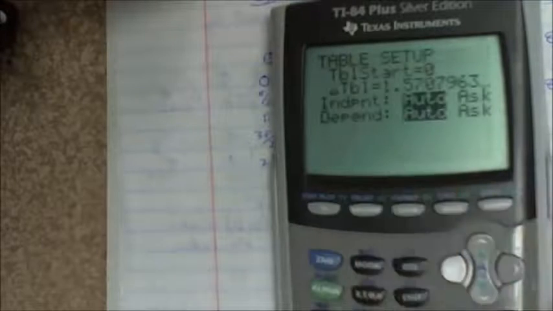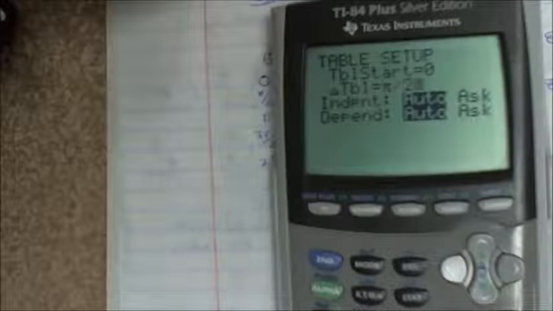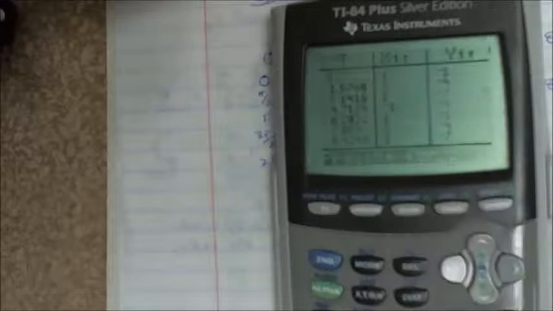Then if you wanted to look at the table of values, you can table set start at 0. You can move up by pi over 2. And then when you look at your table of values, you should get the same x and y values. This is pi over 2, pi, 3 pi over 2, and 2 pi. Then you'll get that same xy table that you produced over here.